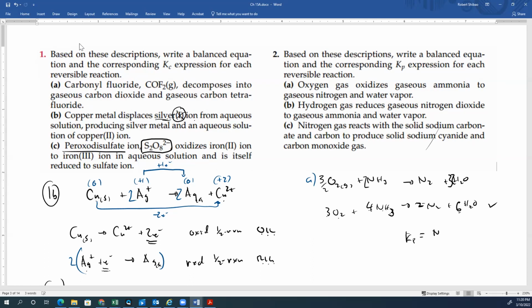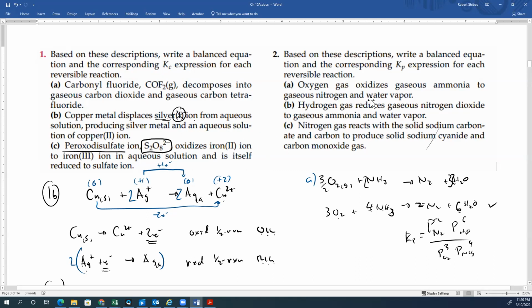And then this is Kp, so it's pressure of N2 squared, pressure of H2O to the 6th, the pressure of O2 to the 3rd, and the pressure of NH3 to the 4th. So that would be the Kp. So that's like number 2. Let's see what time it is. We'll go another 10 minutes or so.